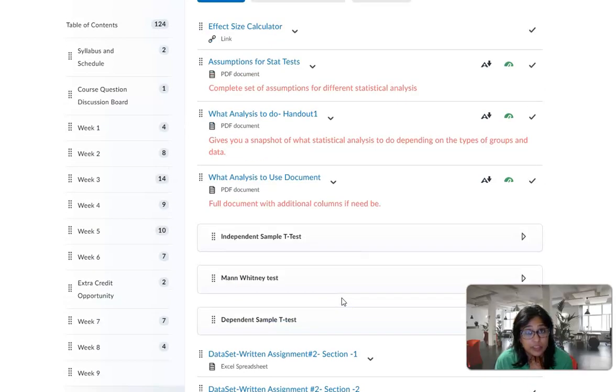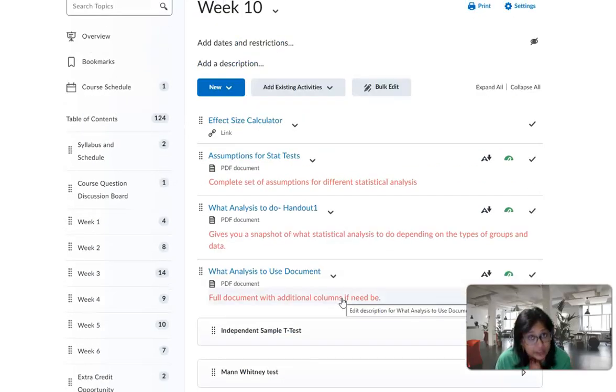Okay, if you have any questions, please post them on the course question discussion board. If you have any questions related to the assignment, I would like them to be posted on the course question discussion board so that I can answer the whole class.